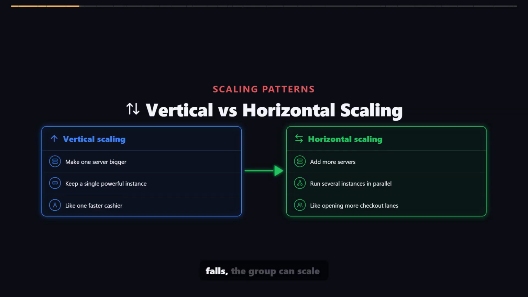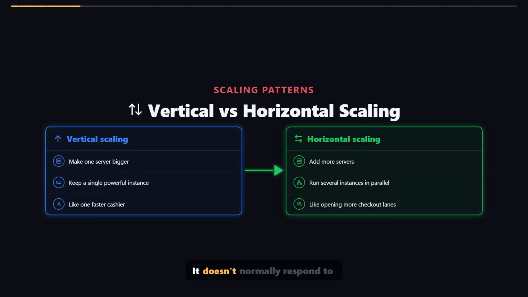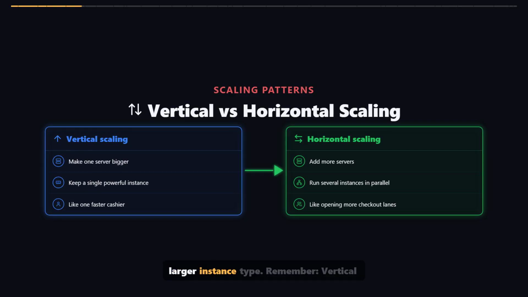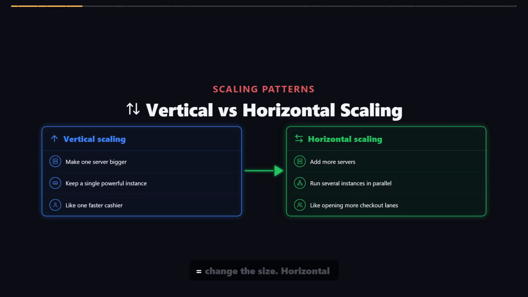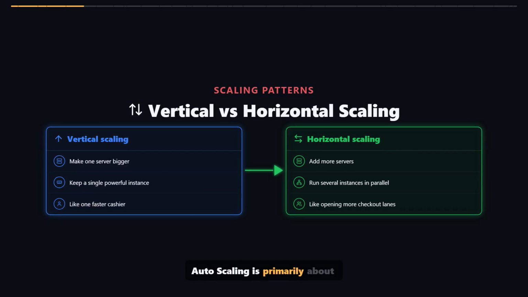When demand falls, the group can scale in by removing capacity according to its policies and settings. It doesn't normally respond to high CPU by turning one running EC2 instance into a larger instance type. Remember, vertical, change the size. Horizontal, change the number. EC2 auto-scaling is primarily about changing the number of instances or capacity units in the group.